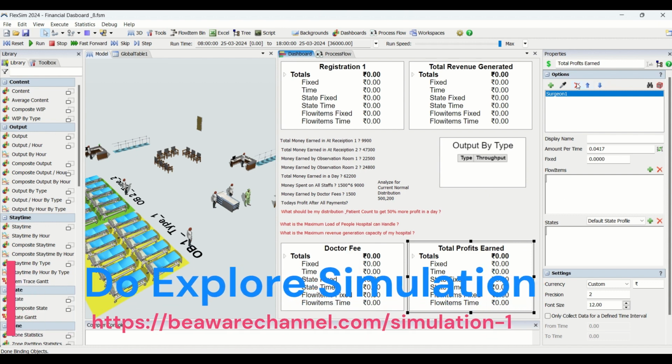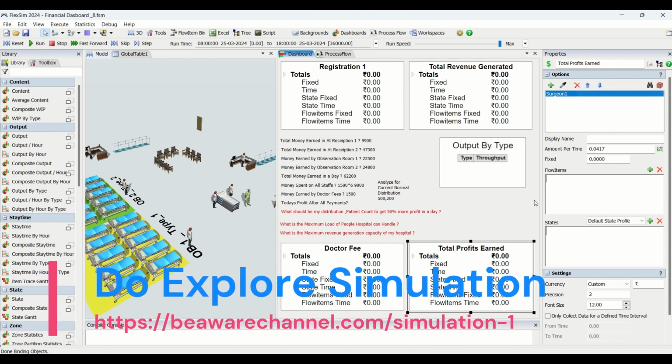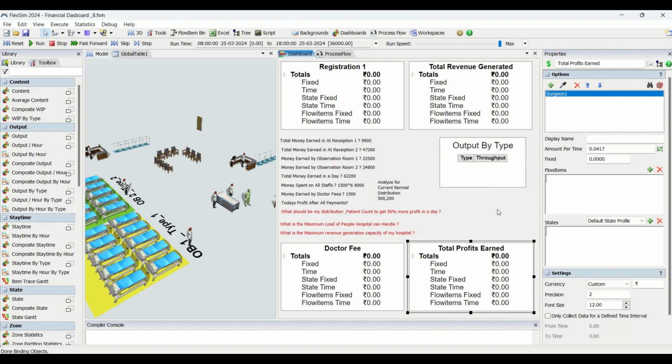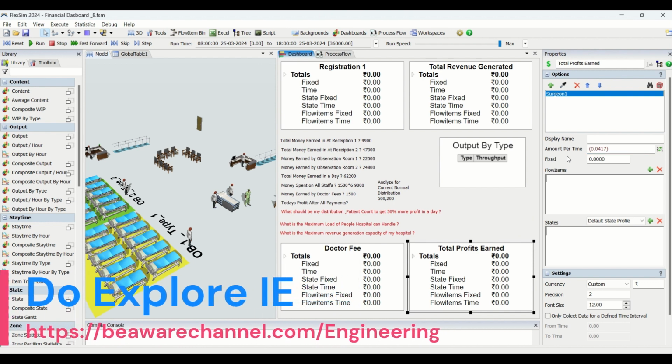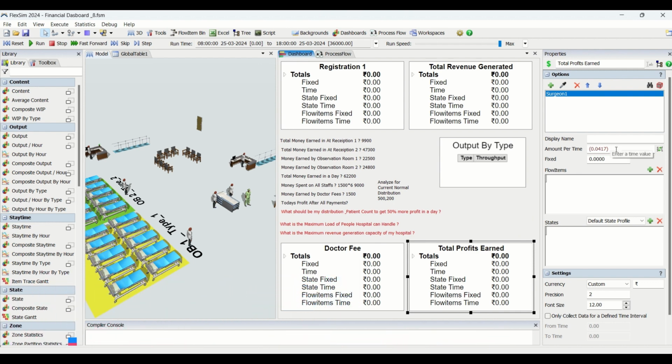Now what we need to identify is our total expenses and our total earnings, or the revenues generated. This is basically the amount charged by the doctor. This is supposed to be minus, because it is going to get deducted from this area. So we have applied the doctor's fee in here. Now what we also need to do is apply this amount per time for all of these other items.